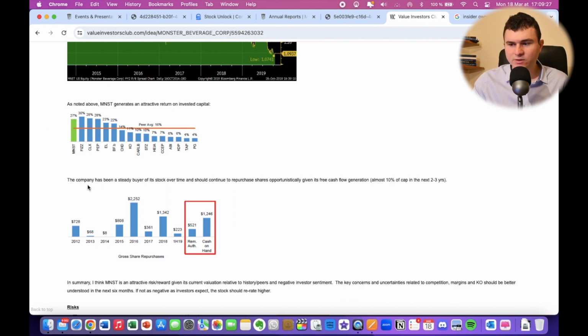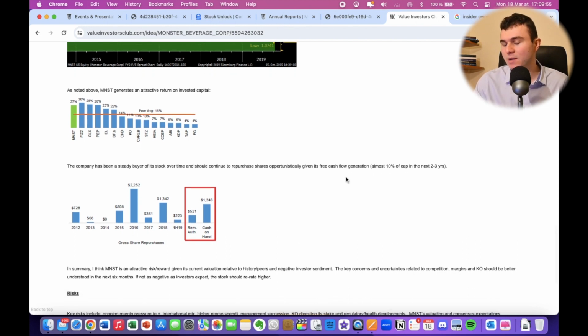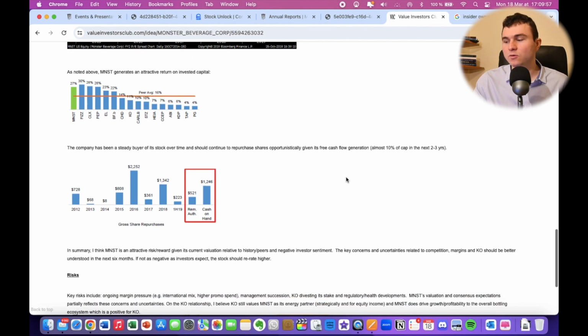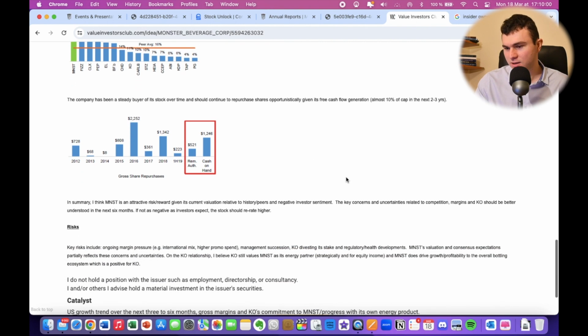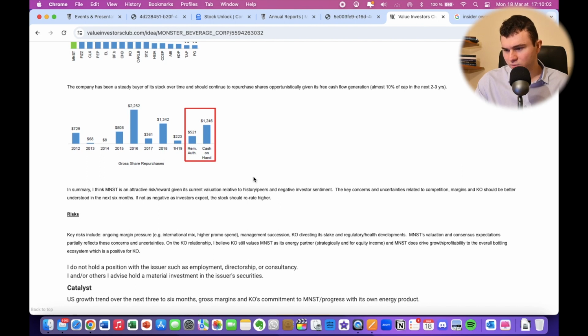Okay. The company has been a steady buyer of its stock over time and should continue to repurchase shares opportunistically given its free cash flow generation. I disagree with this sentence because, as we've seen over 20 years, the share count increased for the acquisition in 2015 and then decreased. So it was roughly 1,000 shares. So I kindly disagree with this statement. They have some buyback, but over time, this is not a big buyer of its stock. In summary, this is an attractive risk reward, etc.